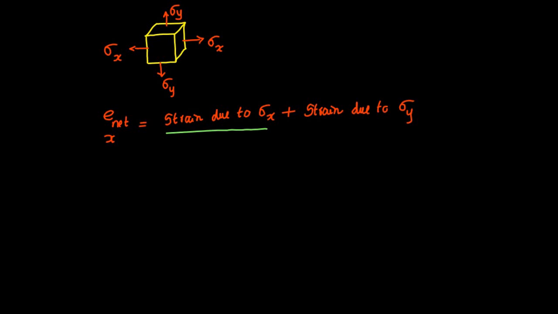So the net strain that is produced along the x direction is given by the strain due to sigma x along the x direction. Okay, the direction is fixed. We are interested in finding the strain along the x direction plus the strain due to sigma y. Now the strain due to sigma x acting along the x direction, that strain will be longitudinal strain.